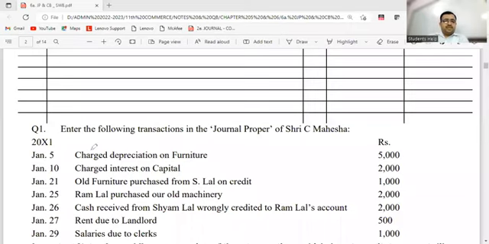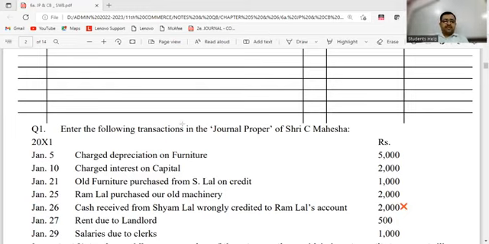Children, before we start with this, let us do a cross check. Transaction on January 5th, does it concern cash or goods? Is it concerning cash or goods? No. Does the January 10th transaction concern cash or goods? No. January 21st, is it concerned with cash or goods? No. January 25th, is it concerned with cash or goods? January 26th, children, is it concerned with cash or goods? Yes. So we won't be putting this transaction, children. I repeat, we won't be putting this transaction.